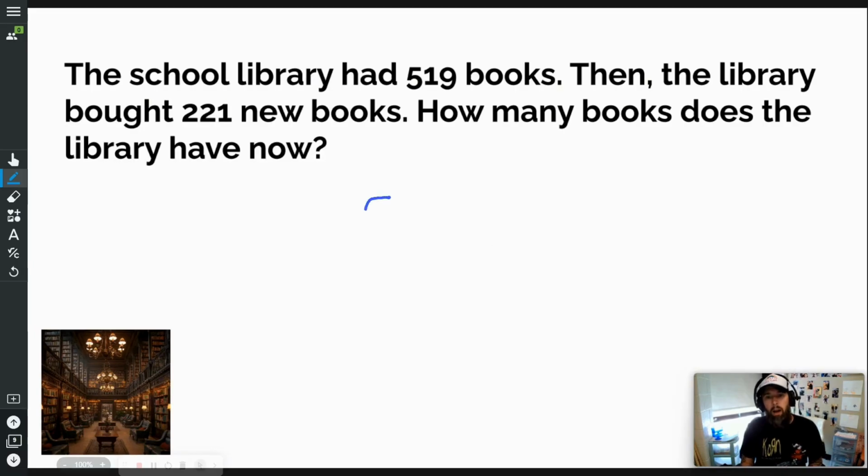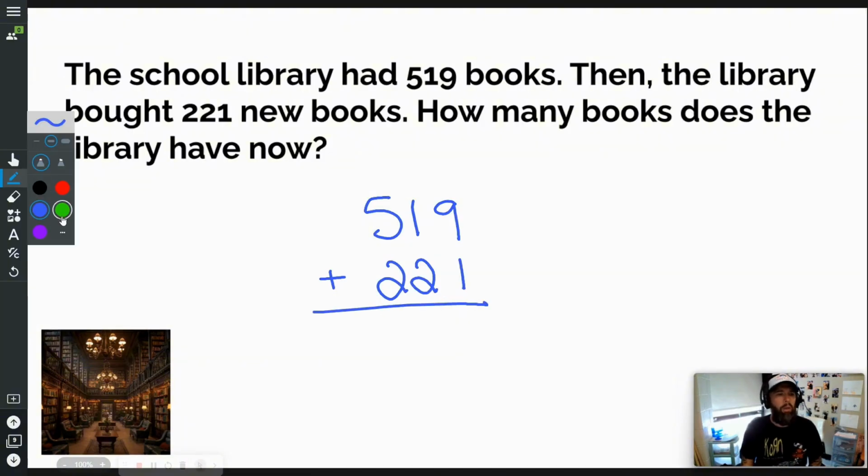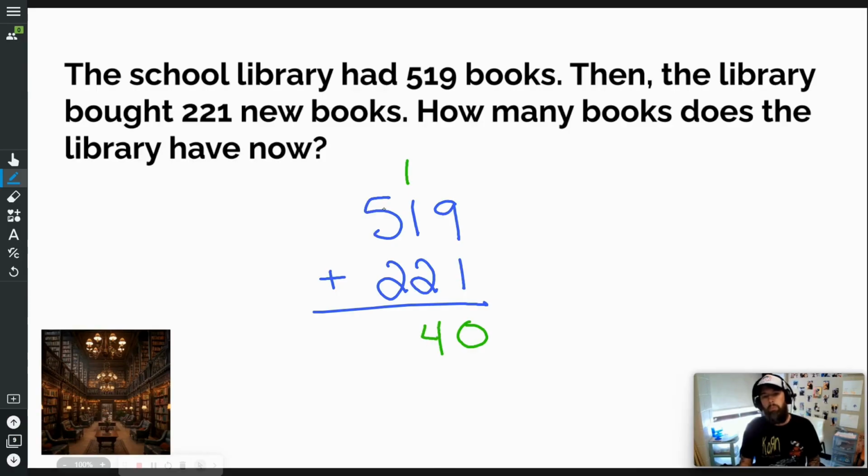So set it up. 519 plus 221. And let's add these up like we always do. 9 plus 1 is 10. So you write out your 0, carry the 1. 1 plus 1 is 2, and 2 plus 2 is 4. 5 plus 2 is 7, and you end up with 740. We are asking how many books does the library have? 740 books. And that's our answer for that one.